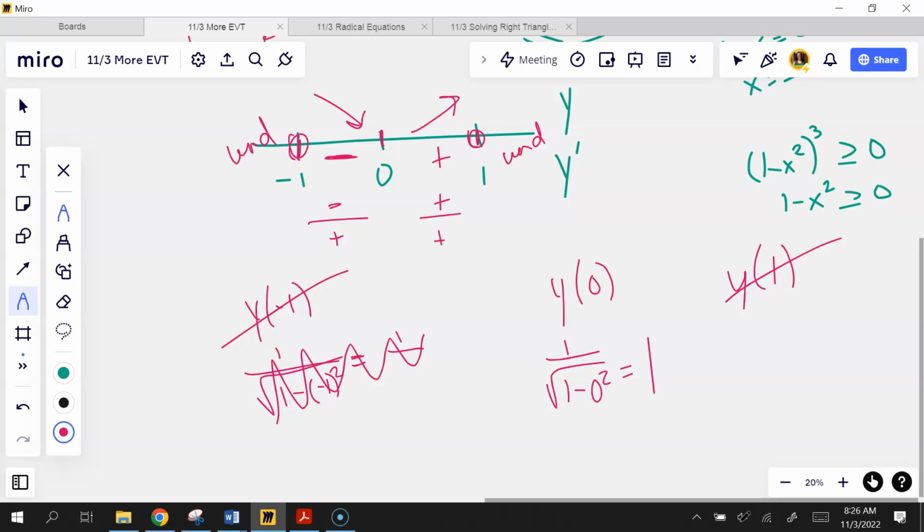Does that make sense? Which number was this? Min value 1 at x equals 0. Yeah, that's right, because they're undefined there. If you do that, you'll be dividing by 0. So they're undefined, so I can't test them.